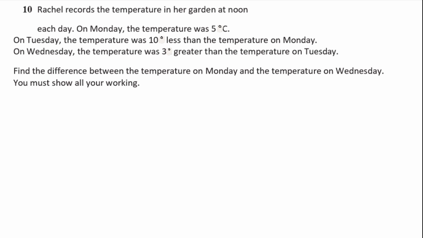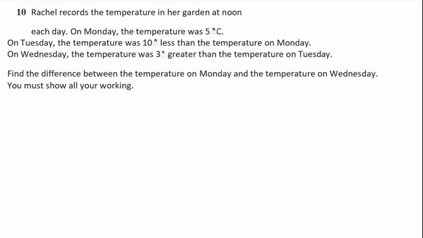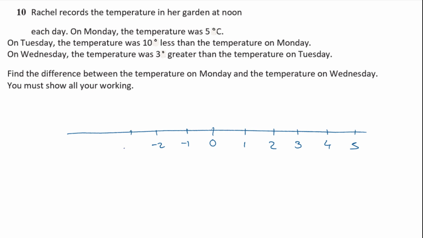Okay. So we know the temperature on Monday, it was 5 degrees, and then we're going up and down the number line, aren't we? So I'm going to start off by drawing a number line. Let's start at 0. Let's go up to 5 to start with. If I need to add more, I will. And let's go down to -5. So where am I starting? I'm going to start on Monday, and the temperature was 5 degrees Celsius. So let's mark that on the scale. So this is the temperature on Monday, isn't it?